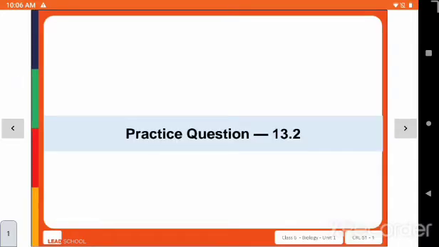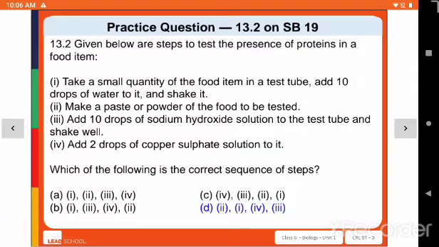Next, practice question 13.2. Given below are steps to test the presence of proteins in a food item. Take a small quantity of the food item in a test tube, add 10 drops of water to it and shake it. Next step, make a paste or powder of the food to be tested. Third step is add 10 drops of sodium hydroxide solution to the test tube and shake well. And fourth step is add 2 drops of copper sulfate solution to it. Which of the following is the correct sequence of steps?